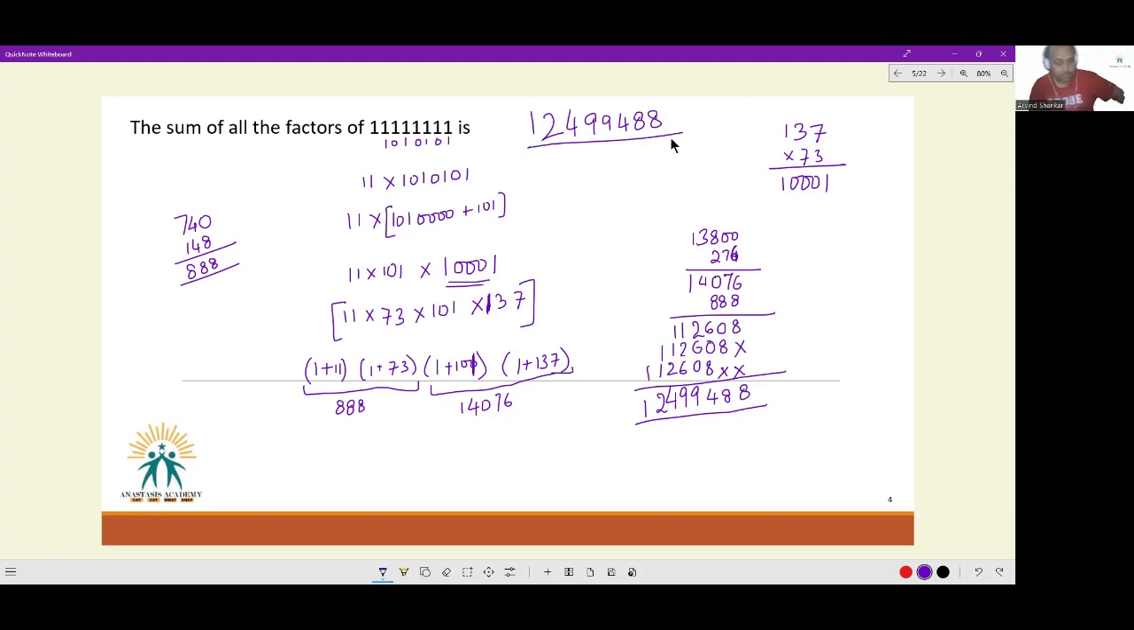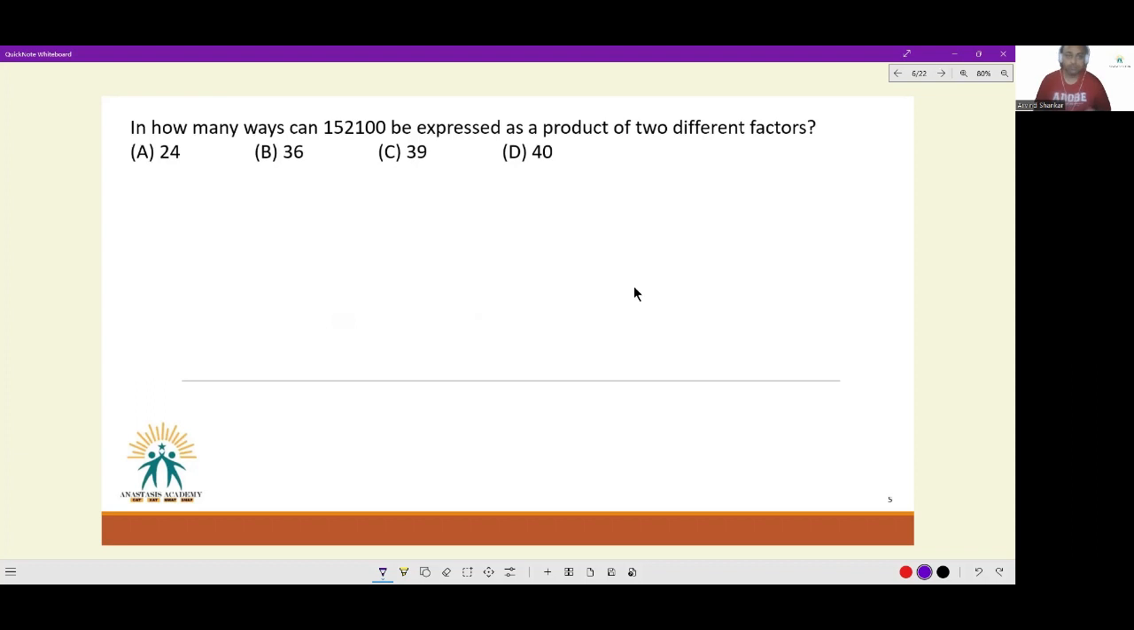This is the answer. But again, if it was in the CAT exam, then I would most likely use a calculator. I wouldn't trust myself or devote this much time to engage in the multiplication. Hopefully, this new point that 10001 is given by the result of 137 into 73 is something that we've learned. Okay. Next question. In how many ways can 152100 be expressed as a product of two different factors?